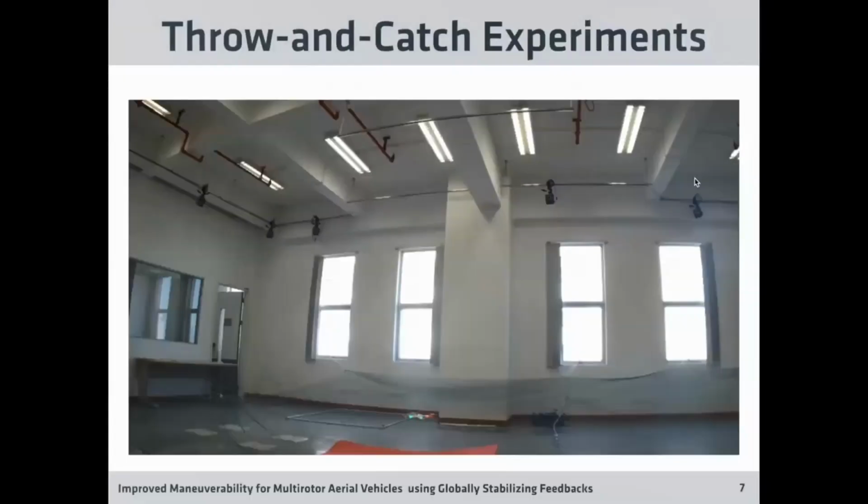We have also done some experiments which demonstrate the ability of the proposed controller to perform the half flip maneuver for the Blade 200QX quadrotor.